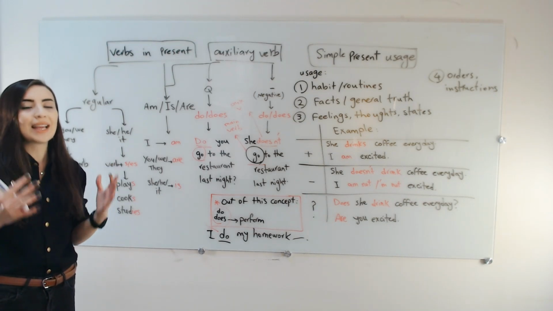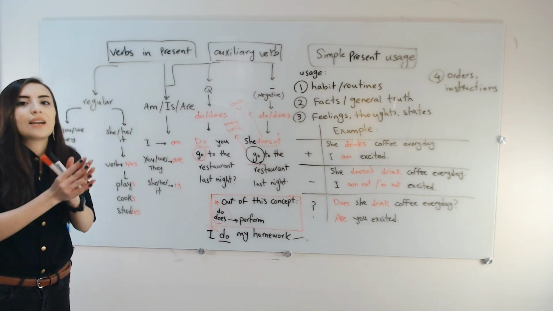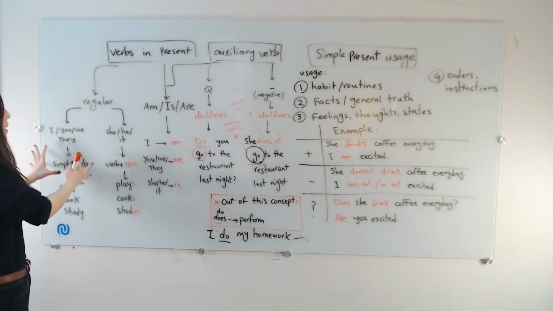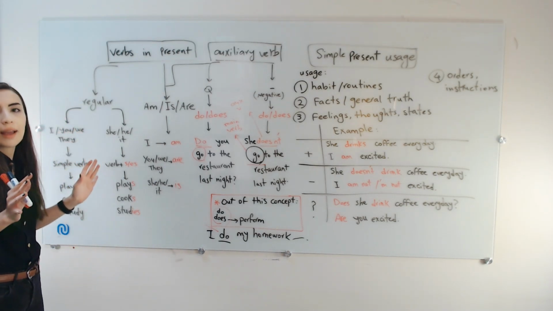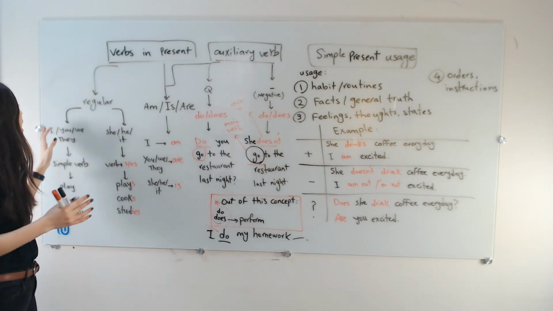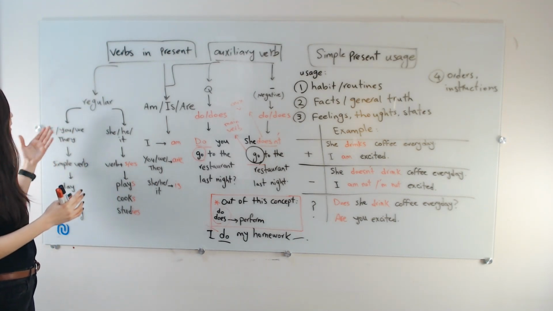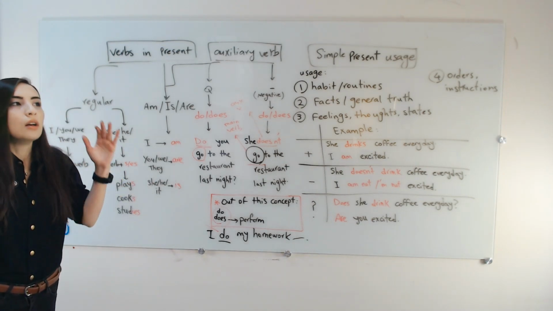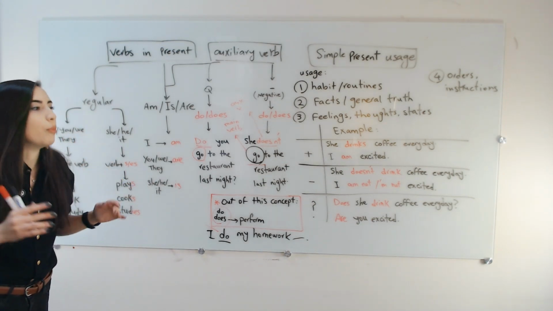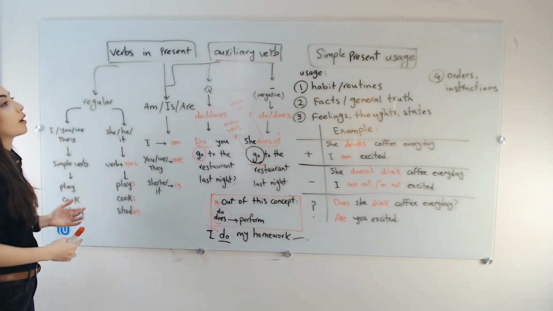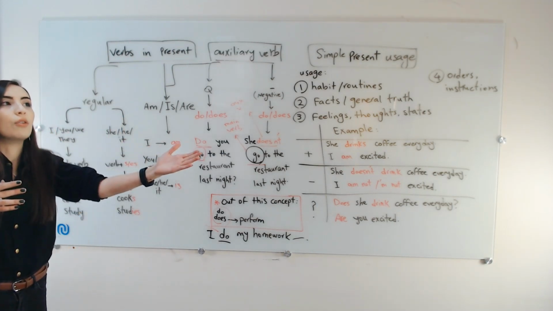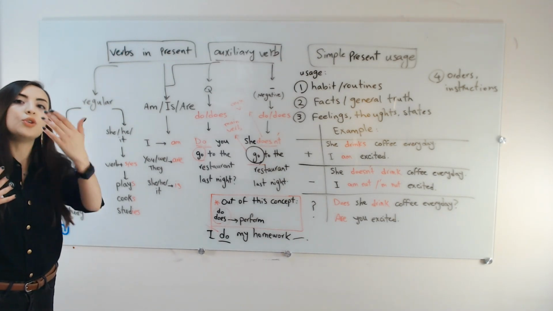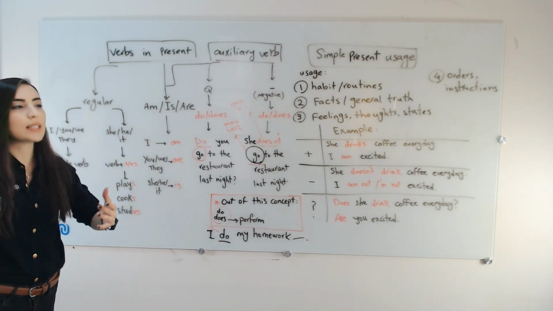Pronoun is the thing that sits instead of the name. So I, you, we, they. The verb is simple. Like for example, I play, you play, we play, they play. This is for simple present. The verb is simple. Or for example, I cook, you cook, they cook, we cook. Or study. I study, you study, they study, we study.